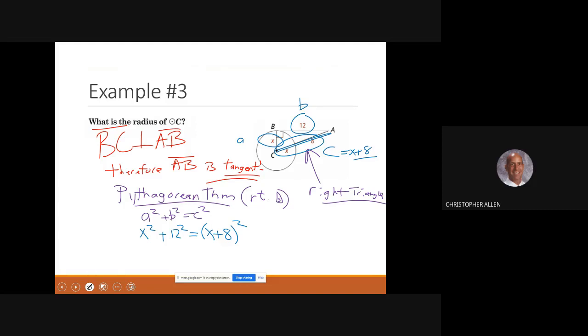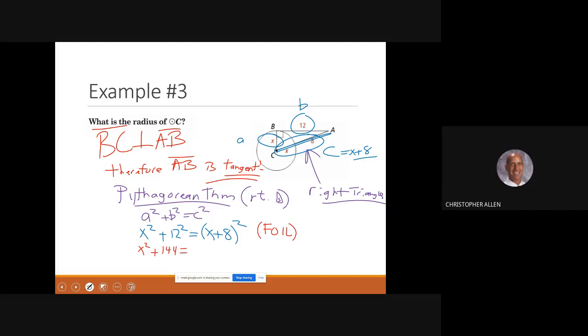So the left side is pretty easy to deal with now, right? The left side is just x squared plus 144 because 12 times 12 is 144. Right side's a little bit harder. Do you guys remember FOIL? First, outside, inside, last from Algebra 1? I hope you do.